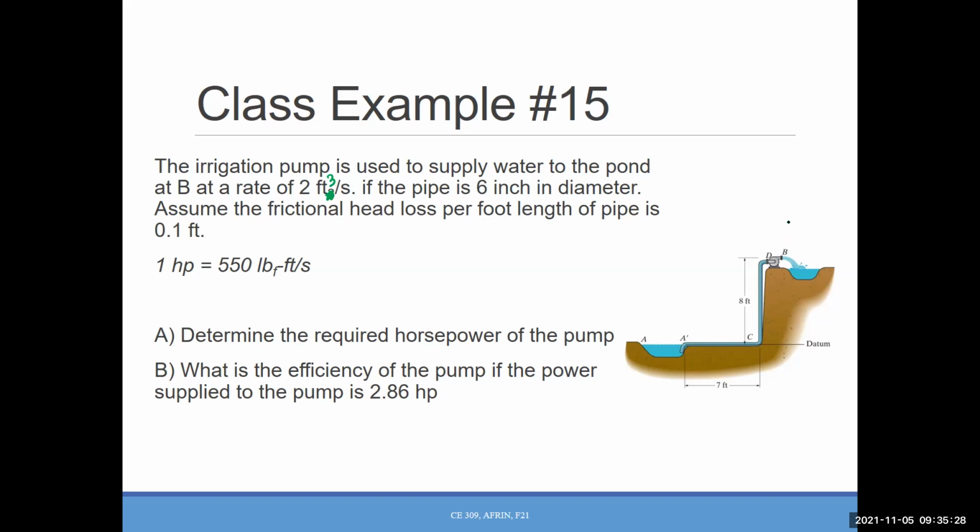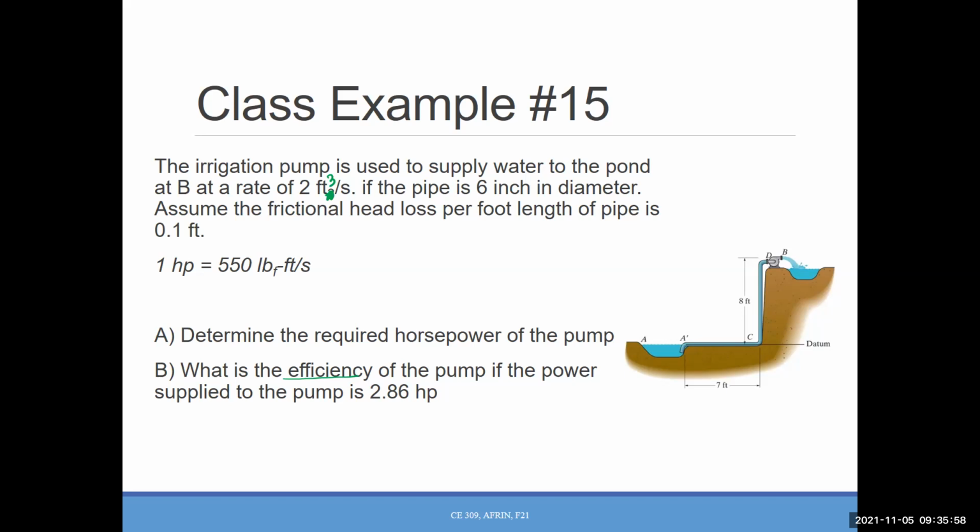This pump is getting water from pond A, and it is supplying water to a pond higher than the initial pond here. So they are asking you to find the pump power, the required horsepower of the pump. That means you need to calculate pump power in horsepower. Also, they are asking you to find the efficiency of the pump. So everything is about the pump for this question.